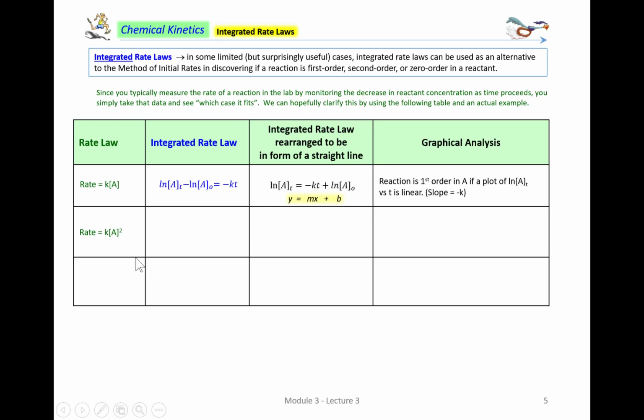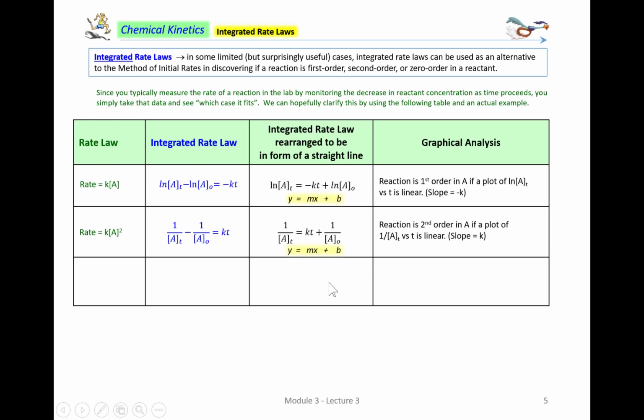Likewise, if the rate law was truly k times A squared, we know the integrated rate law for that is this. Again, if we rearrange it in the form of a straight line, all I'm doing is bringing 1 over A0 over to the other side, that puts the equation in the form of a straight line. And now, if you made a graph of 1 over A at t versus time, and that graph was linear, then we'd say the reaction must be second order in A, and the slope of that line would be equal to the rate constant.